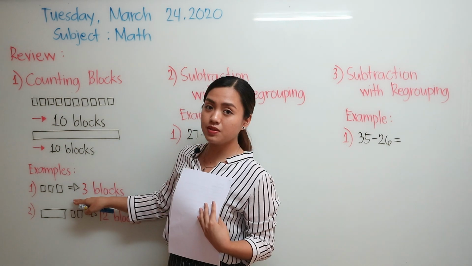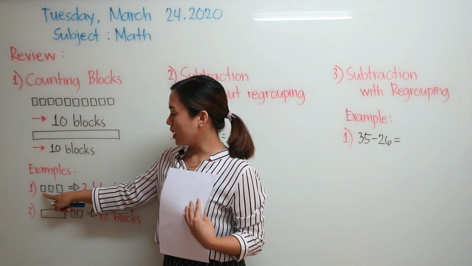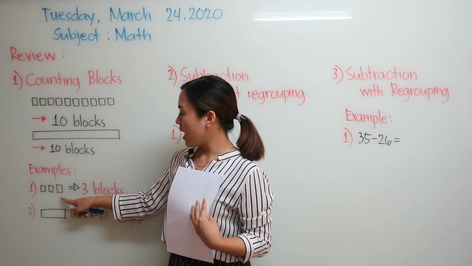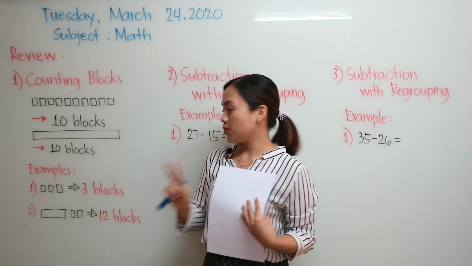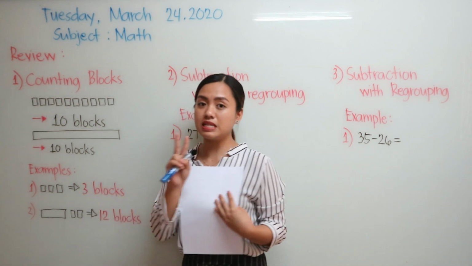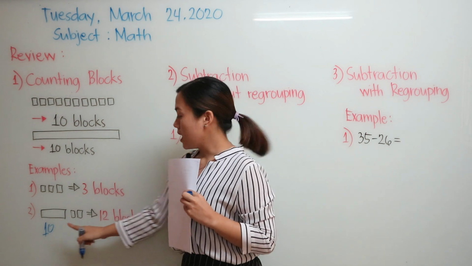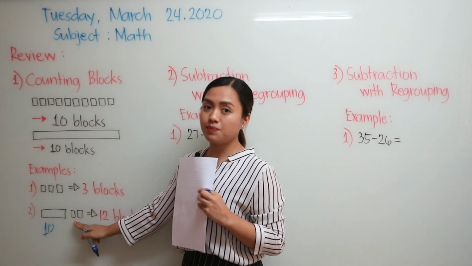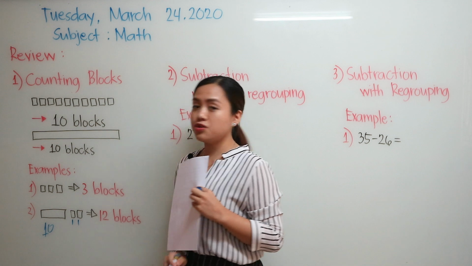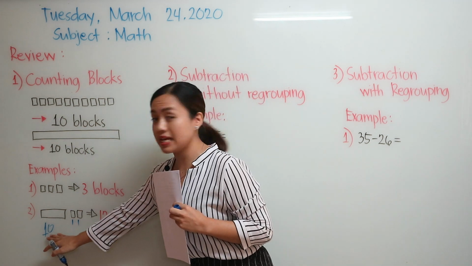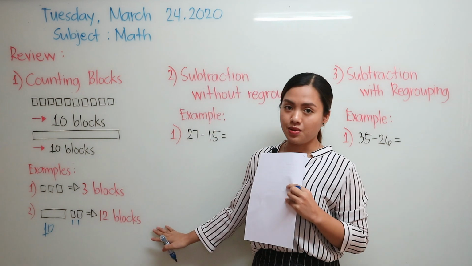Okay, we have here examples. So for example, number 1, we have here how many blocks? We have 1, 2, 3. Okay, and we also have example number 2. As you can see here, we have two different blocks. We have the longer block that represents 10 blocks. So we can write it here. It represents 10 blocks. And there are two small blocks here, which represent only 1 each. So we have 1, 2. If we are going to count, it will be 10, 11, and 12. So all in all, we have here 12 blocks.